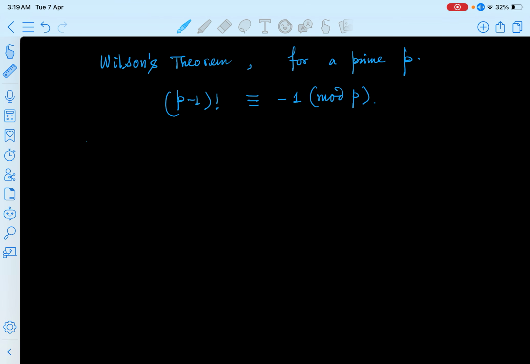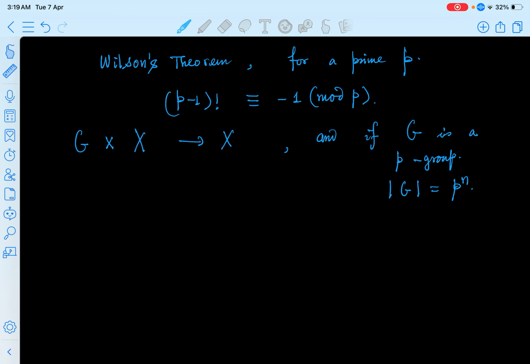So we know if a group G acts on a set X, and if G is a p-group, that means G has order p to the power some n, then the order of X is congruent to the number of fixed points mod p. So we will use this idea to show Wilson's theorem.